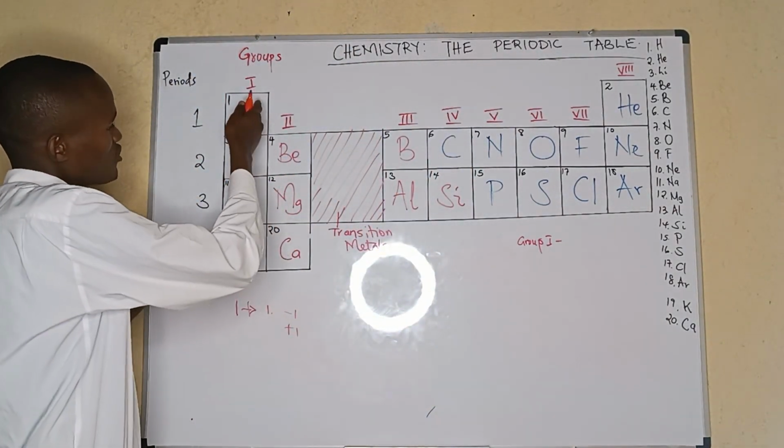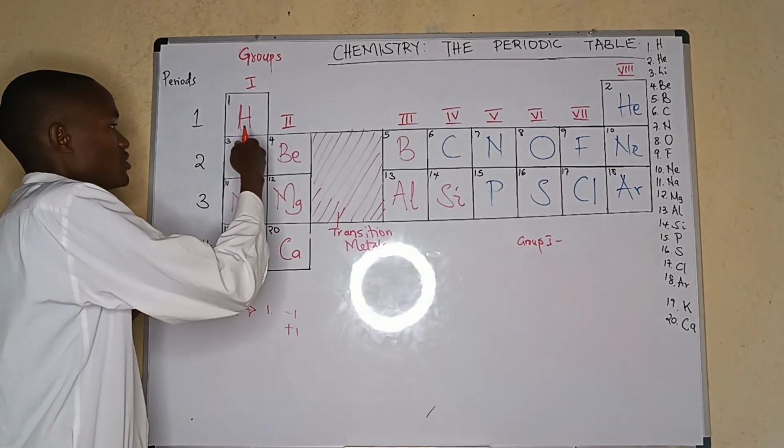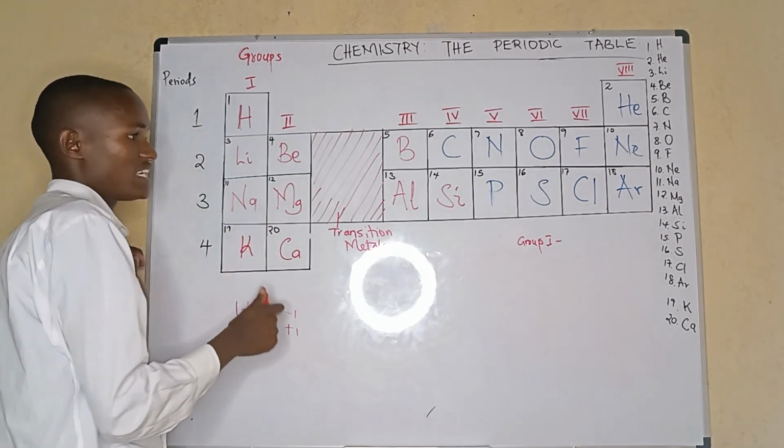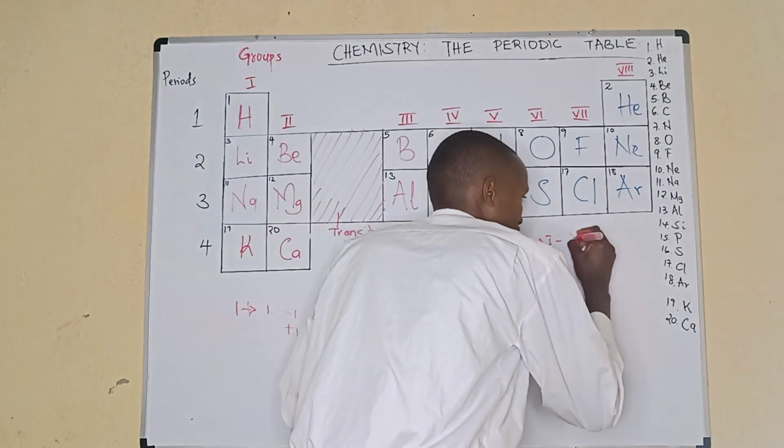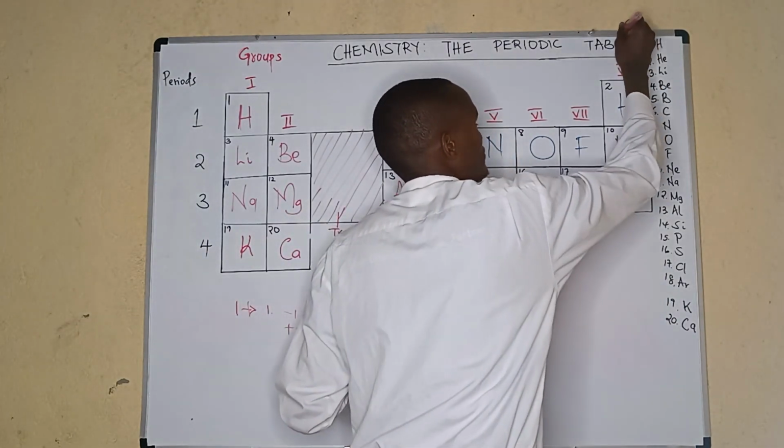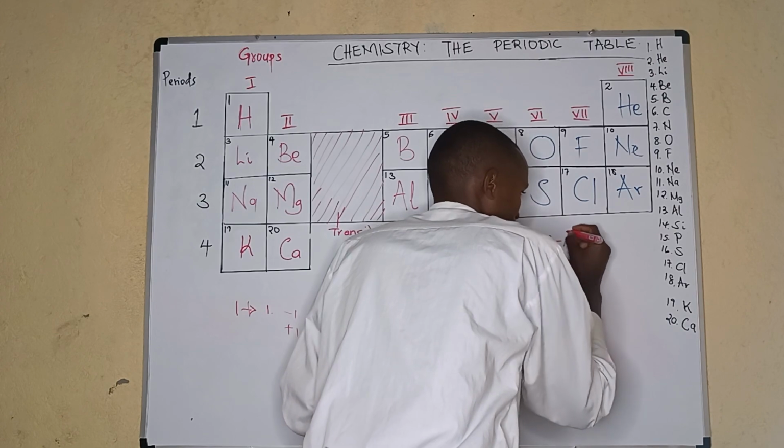And because of such properties, it is exempted since it is not a metal, but the rest are metals. These are metals, and they are called alkali metals.